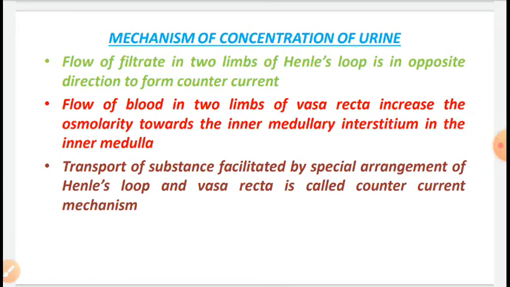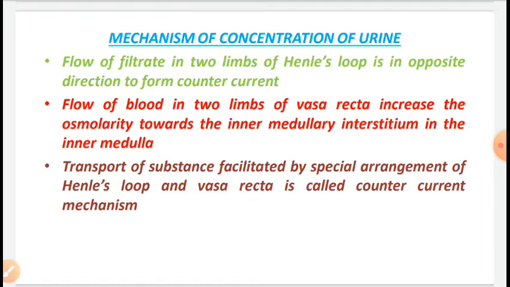First of all, let's discuss the mechanism of concentration of filtrate. As we know, mammals have the ability to produce concentrated urine. Now we know about the structure and function of the nephron, which is the structural and functional unit of the human kidney. Henle's loop and vasa recta play a significant role in this mechanism.